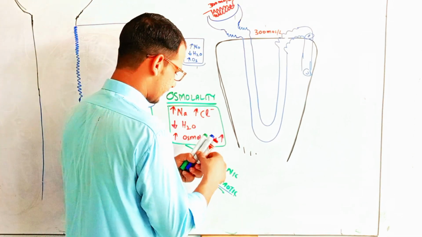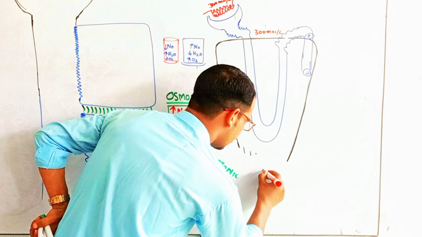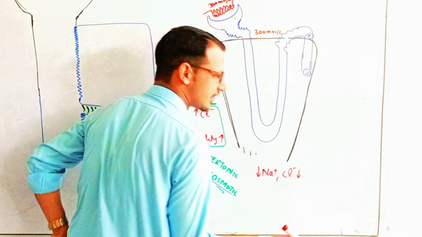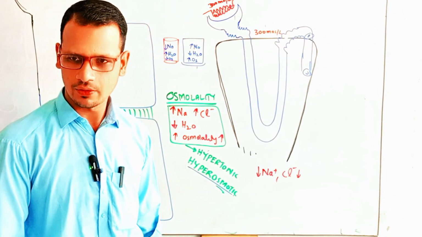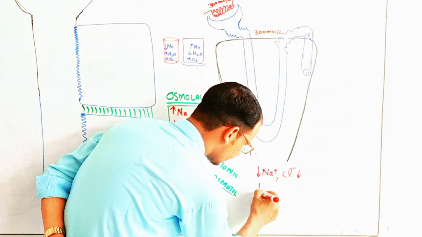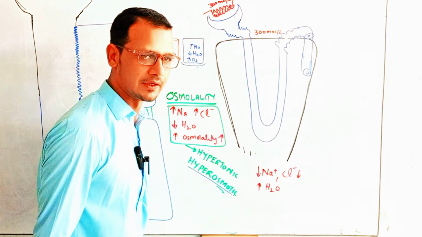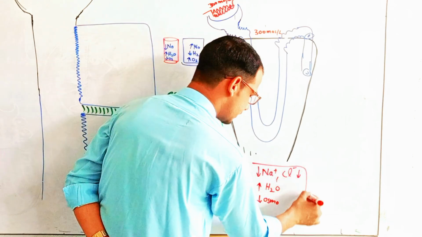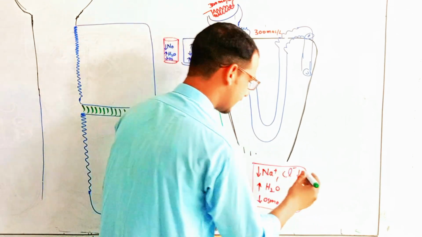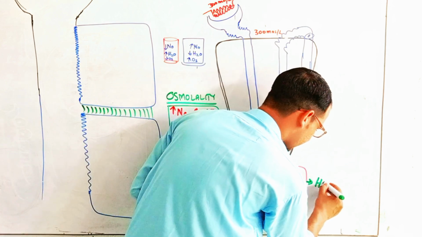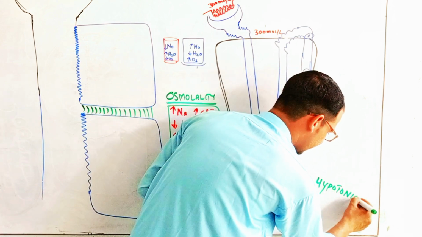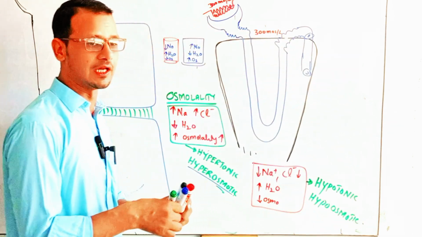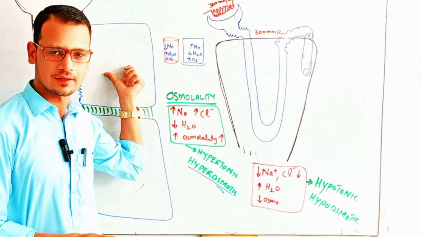When, for example, the concentration of sodium is low, the concentration of chloride is low, the concentration of potassium and magnesium is low, all the solutes are low, and the concentration of water is high, it means that the osmolality is low, and this type of solution is called hypotonic, or hypoosmotic solution, right? These concepts will be used in the loop of Henle, right?